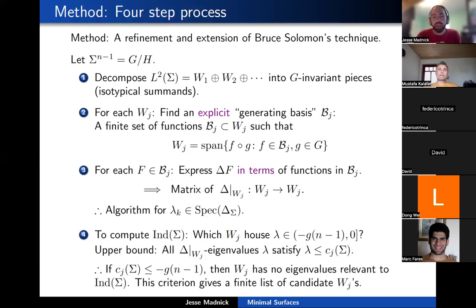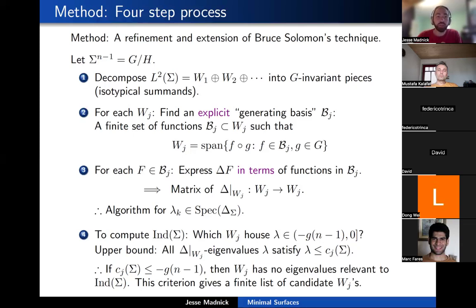And the point is that if this upper bound is less than or equal to -g times n-1, then WJ has no eigenvalues relevant to the Morse index. That criterion, as simple as it sounds, actually rules out all but finitely many of the WJs, which is the point. And so this reduces finally the entire calculation to a finite linear algebra calculation. You're left at the end of the day with a finite list of finite dimensional matrices.